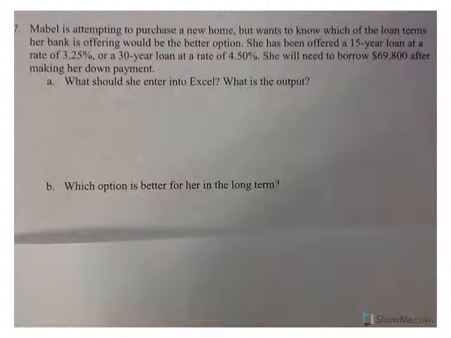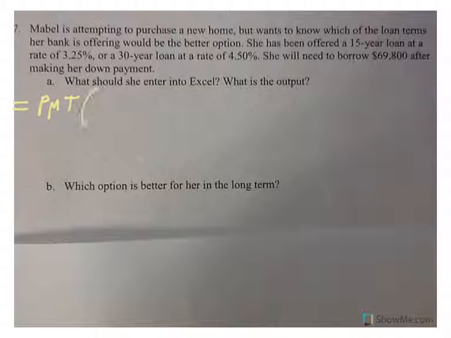She's been offered a 15-year loan at 3.25% or 30 years at 4.5%. She needs to borrow $69,800. Okay, so she's going to have two different problems, right? So let's do the 15-year loan first. We're trying to find her payment, right?